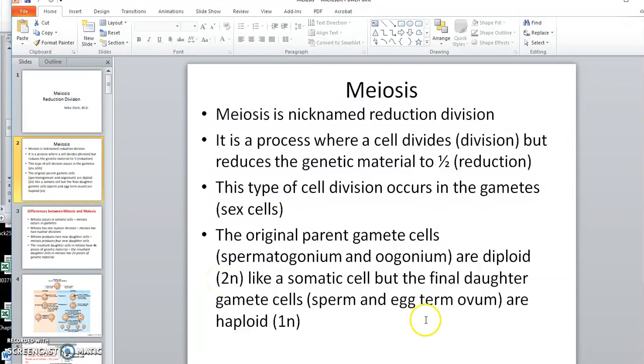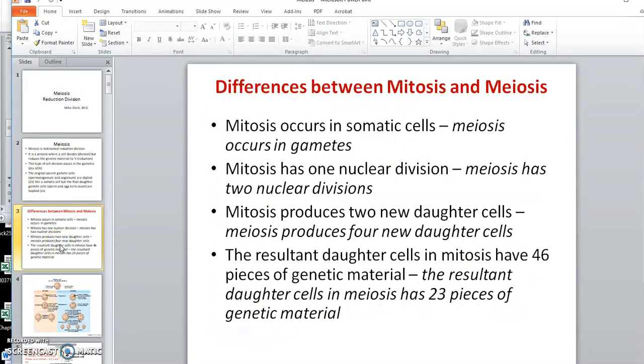If you only have one half set, like you would have in the gametes, it is called haploid, or 1N. So the original parent set does have 2N, the gonia. But doing meiosis, you reduce it down to haploid, 1N. The differences between mitosis and meiosis: mitosis occurs in somatic cells, meiosis occurs in gametes. Mitosis has one nuclear division, meiosis has two. So you actually do two nuclear divisions.